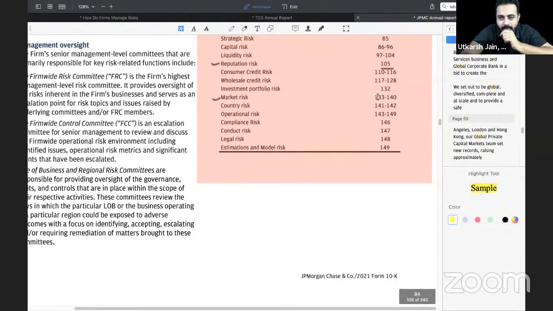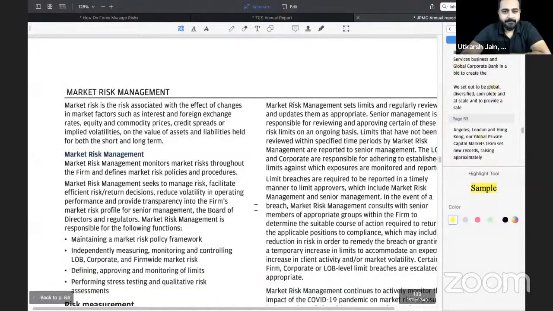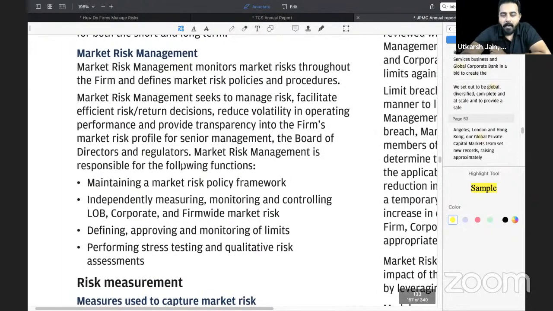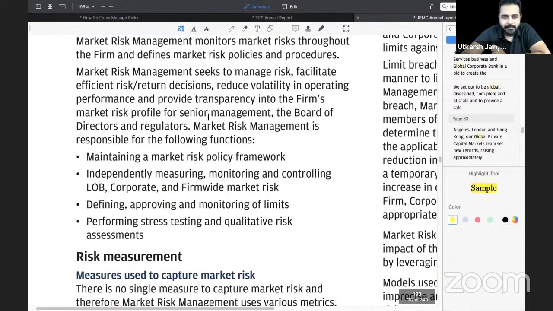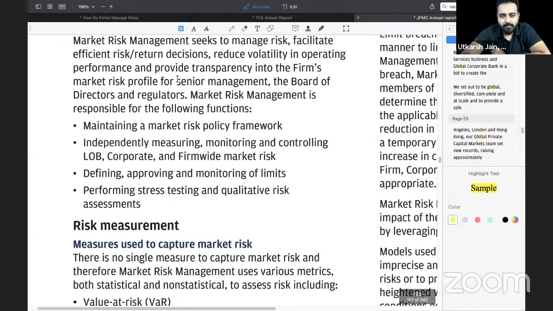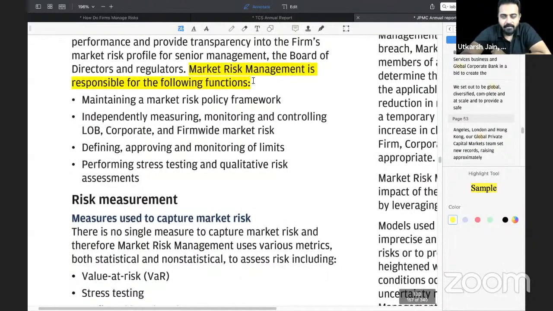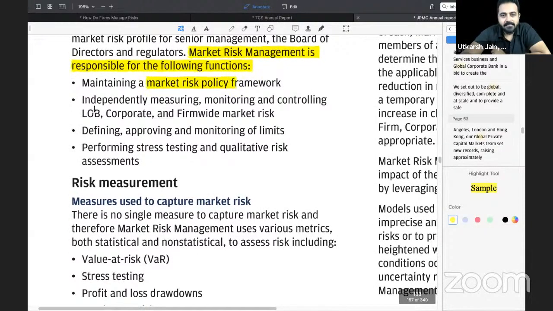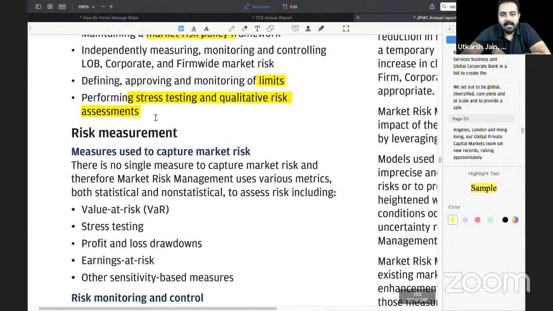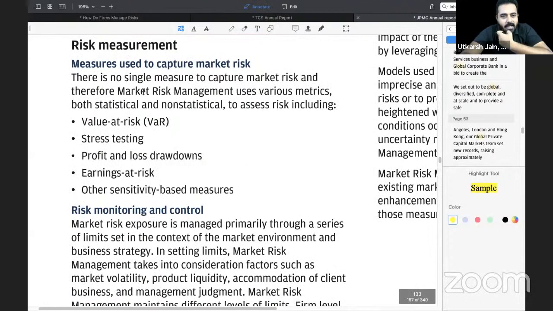Let's read market risk. This would be super cool. This is on page 133. Market risk. Market risk management monitors market risk throughout the firm and defines market risk policies and procedures. Market risk management seeks to manage risk, facilitate risk-return decisions, reduce volatility in operating performance. All right. The market risk management function works on the following: maintaining a risk policy, measuring, monitoring LOB, corporate, firm-wide market risk, approving limits, then performing stress testing and qualitative risk assessment. All right. What measures to use? No single measure captures market risk, and management uses various metrics.